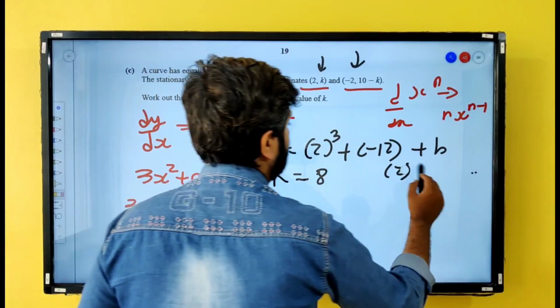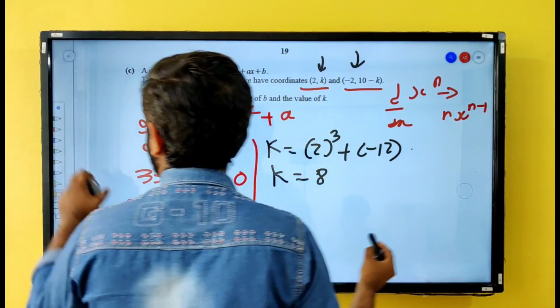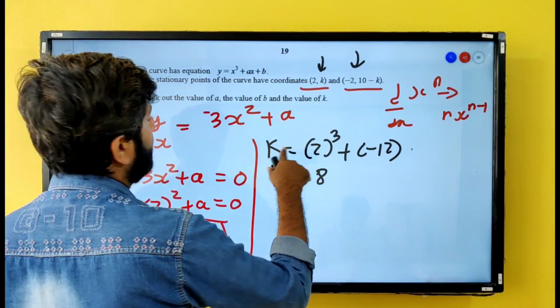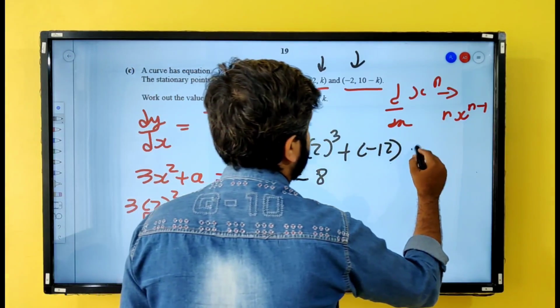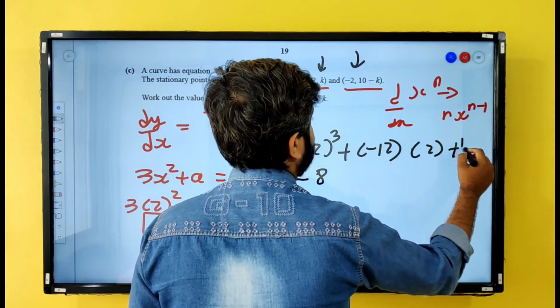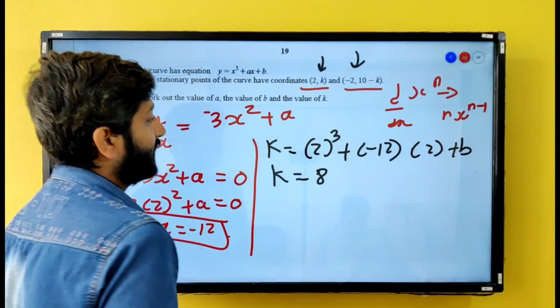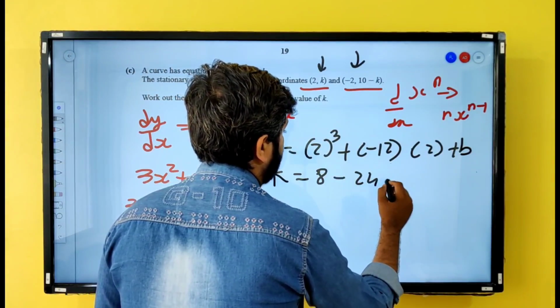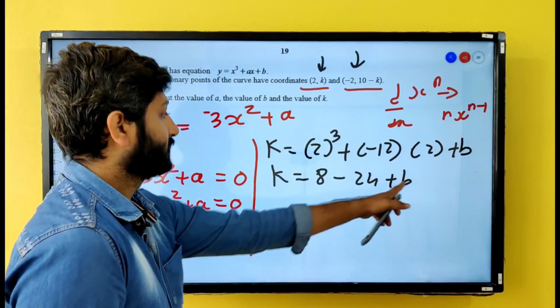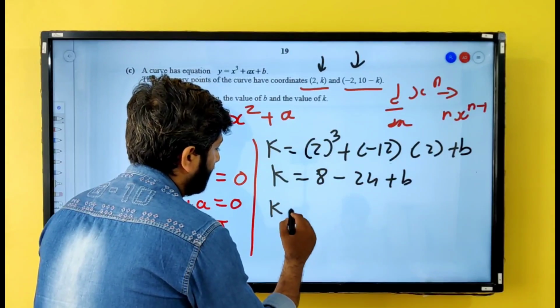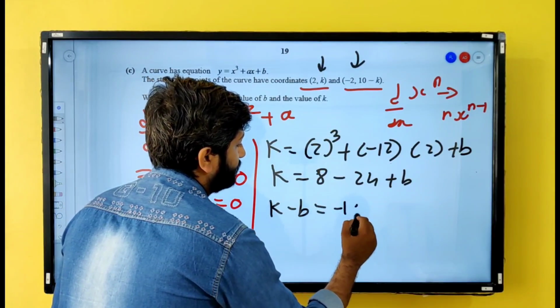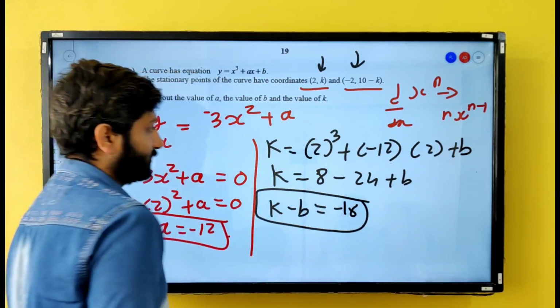Let me just rewrite this equation. y equals x cube plus ax plus b. So y equals 8 minus 24 plus b. If I bring b over here, k minus b equals minus 16. This is my one equation.